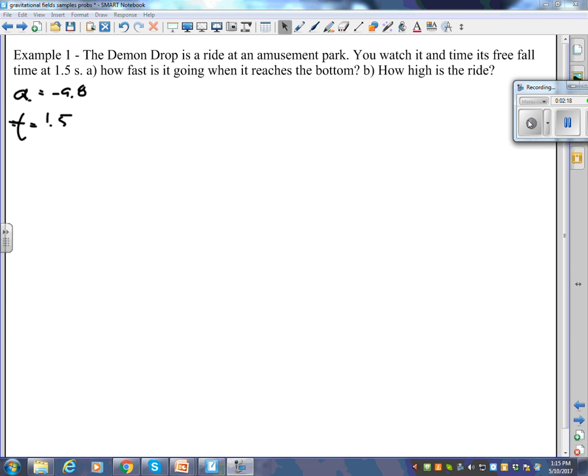Okay, what are we solving for? How fast is it going when it reaches the bottom? Now, the other thing that isn't told either is that it's free fall. It's dropped, and so that means that the Vi is 0.